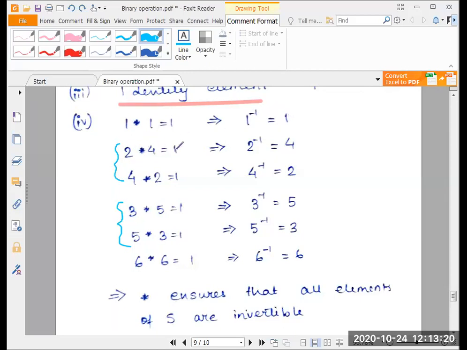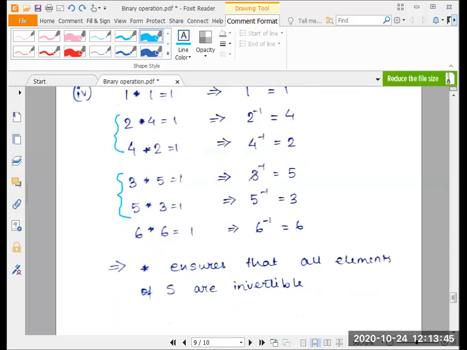Again, if 2 star 4 is 1, then 2 inverse is 4. If 4 star 2 is 1, then 4 inverse is 2. If 3 star 5 is 1, then 3 inverse is 5. If 5 star 3 is 1, then 5 inverse is 3. And finally, if 6 star 6 is 1, then 6 inverse is also 6. Now you see, I have existence of 1 inverse, 2 inverse, 3 inverse, 4 inverse, 5 inverse, and 6 inverse.